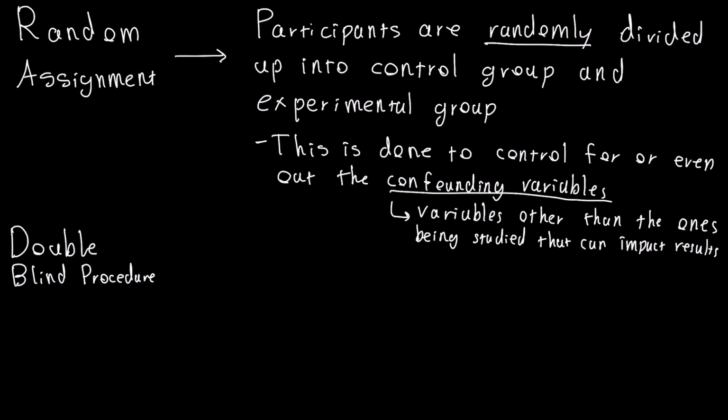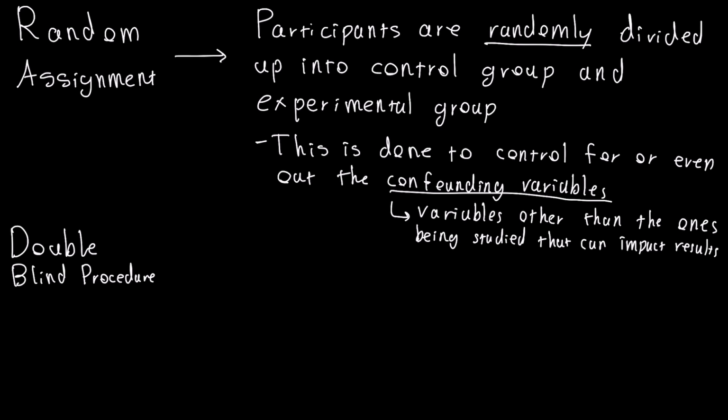So if you're doing a study on the impact of exercise on weight gain, the variables are exercise and then weight gain, but a variable which may affect weight gain but may not be exercise could be a person's normal metabolism. So that could be a confounding variable, and so in order to even out the confounding variable, we do random assignment, where we divide the group of people in the experiment randomly into control and experimental groups.